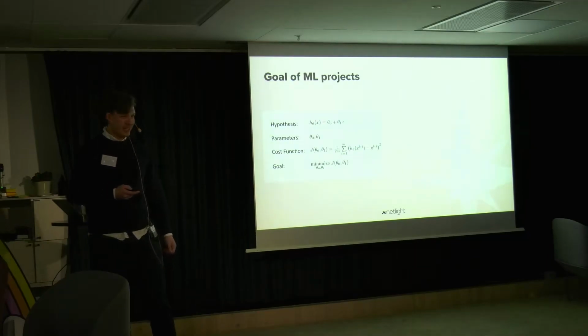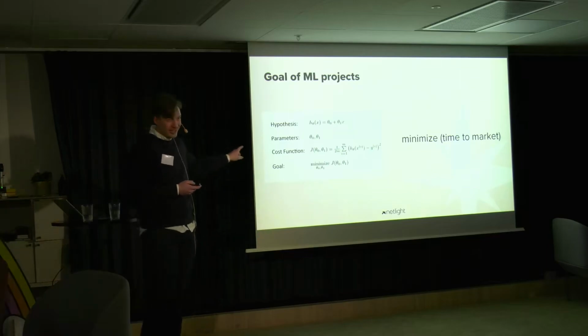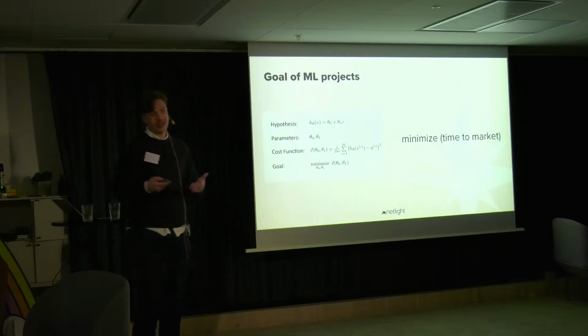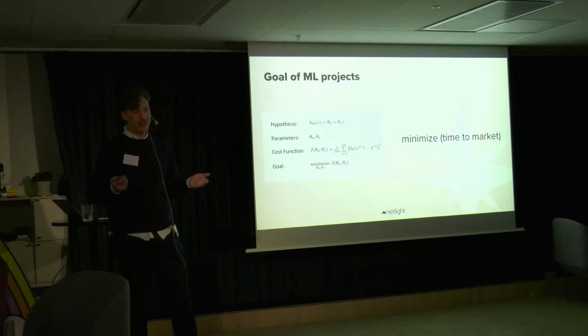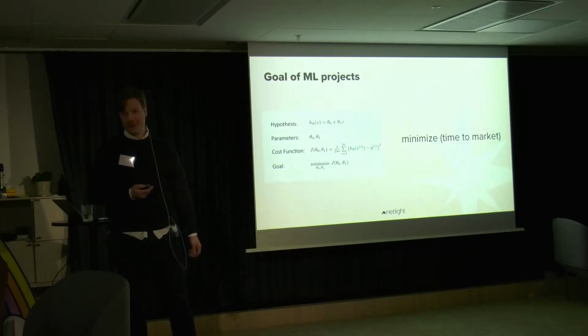But we also have a second goal that is equally as important, and that is to minimize time to market. Why is this important? Well, if we get stuck in this first step, after a while someone from management is going to come to us, start talking about fiduciary responsibility to shareholders, and then take the project off. Because before you deploy your first model, your team is only costing money for the company. You're not bringing any value.